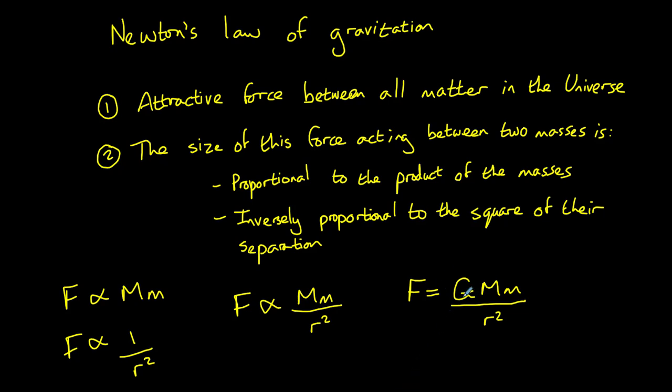The constant of proportionality here, big G, is called the universal gravitational constant. Note that this is always a capital G and it should never be confused with the lowercase g that we use for gravitational field strength, which is 9.81 newtons per kilogram on the Earth's surface. Big G has a value of 6.67 times 10 to the power of minus 11 meters cubed per kilogram per second squared, but don't worry too much about those units.